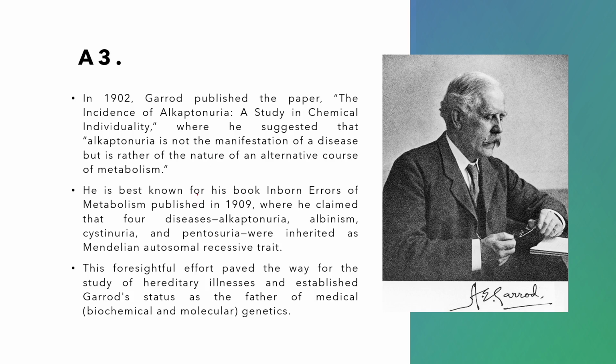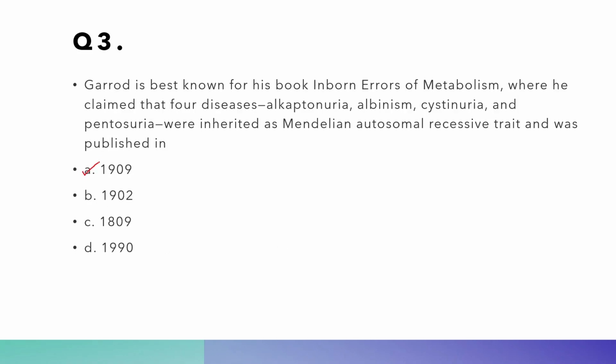So here is your answer. Inborn Errors of Metabolism, published in 1909, where he claimed that four diseases, alkaptonuria, albinism, cystinuria, and pentosuria, were inherited as Mendelian autosomal recessive traits. This foresighted effort paved the way for the study of hereditary illness and established Garrod's status as the father of medical genetics. So you can remember it, or not, it's up to you, but he is the father of medical genetics. Okay, so here is the answer, that is 1909.